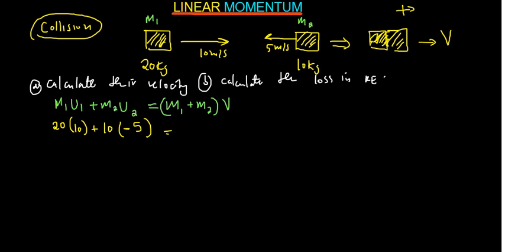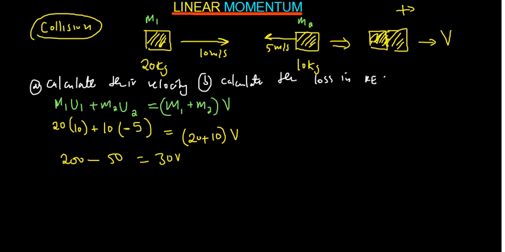So that is going to be equal to m1 plus m2, where m1 is 20 and m2 is 10, multiplied by v. So 20 times 10 is 200, minus 10 times 5, negative 5, that's 50, equal to 30v.